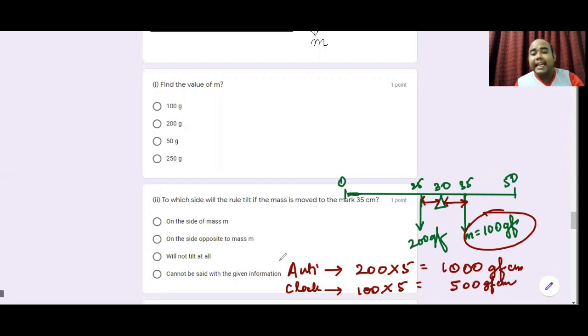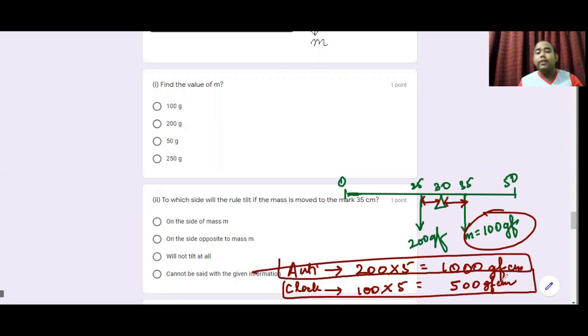So you see the anti-clockwise moment is more than the clockwise moment. The clockwise moment is only 500 gram force centimeter, whereas the anti-clockwise moment is 1000 gram force centimeter. So obviously the anti-clockwise moment will dominate because that's more. So it will turn in the anti-clockwise direction. Means it will bend like this.